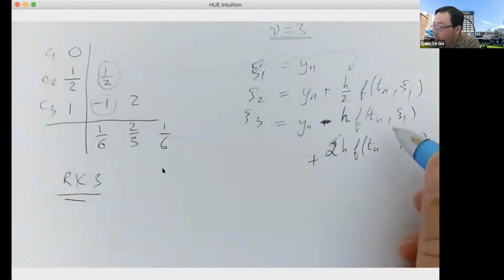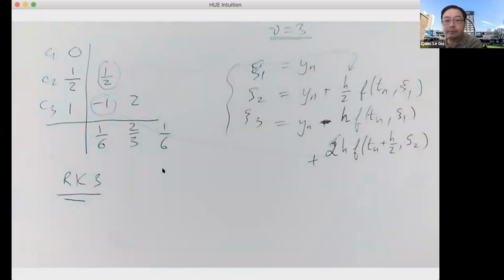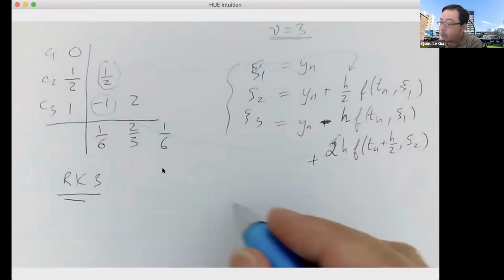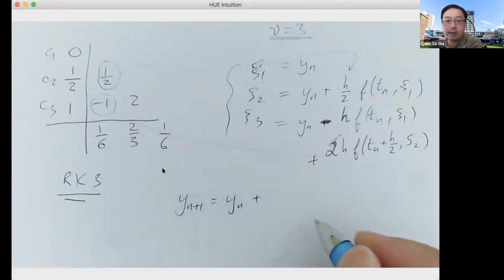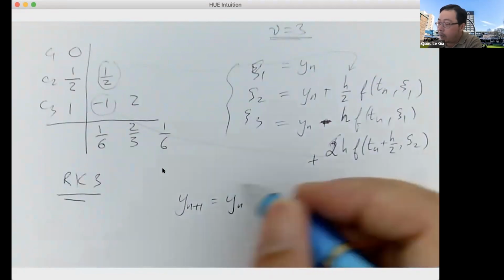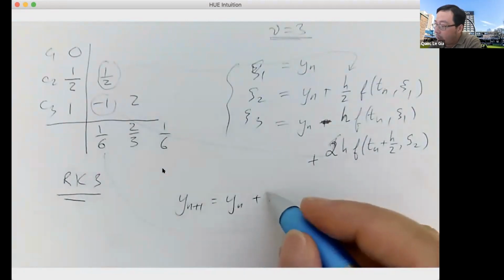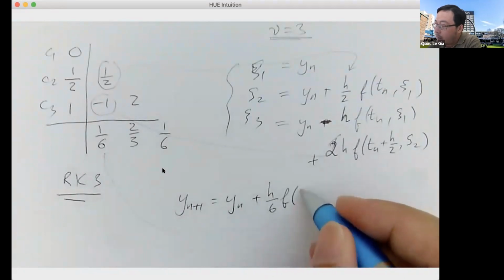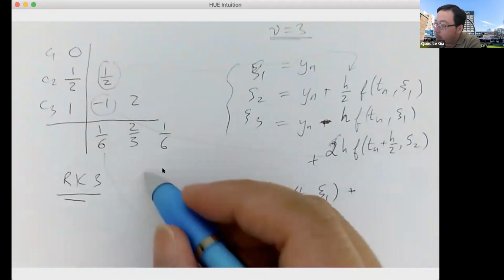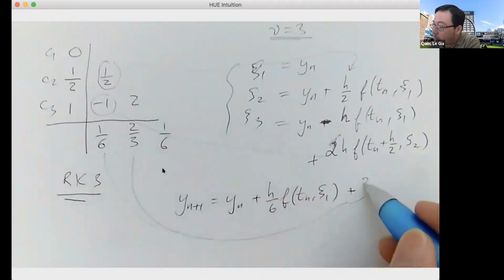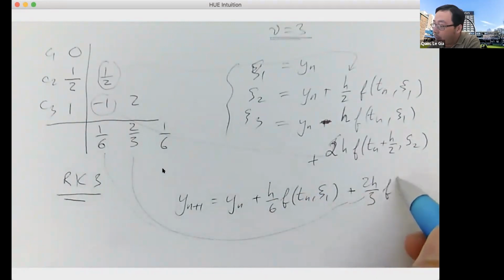C2H. So what is H over 2 here? And that's it. And then now you have yn plus 1. So yn plus 1 will be yn plus now B1. So B1 will be H over 6 f of Tn xi1 plus B2. So 2/3. So 2H over 3 f of Tn xi2, right? And do not forget the h over 2 here.